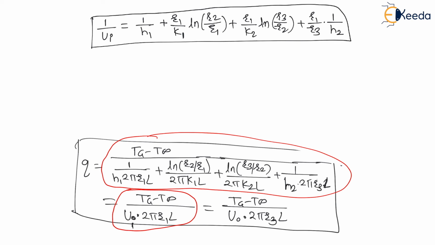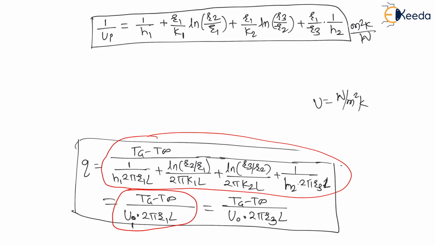And what is the unit of U? The unit of U is watt per meter square Kelvin. Therefore the unit of 1 upon U will become meter square Kelvin divided by watt. Write this down properly. The equation unit will be meter square Kelvin divided by watt.